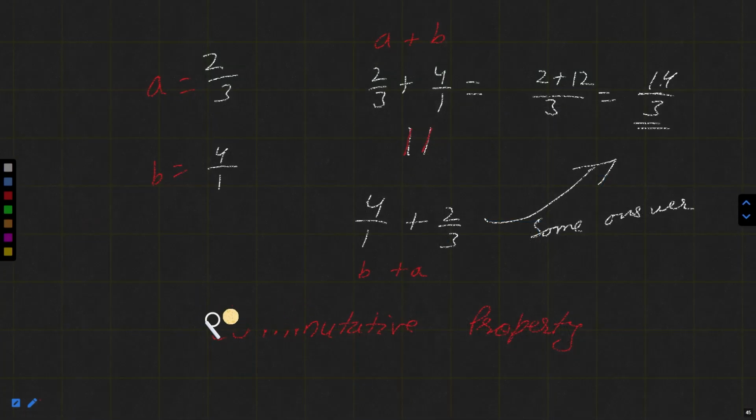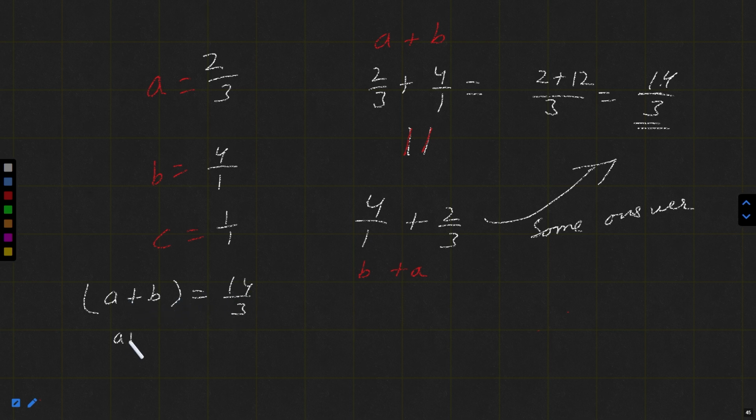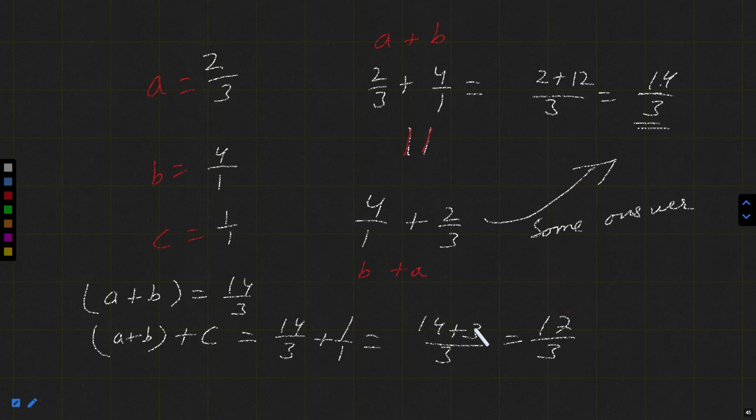Taking a and b as 2 by 3 and 4 by 1 respectively, and taking c to equal, let's say, 1 by 1. If we add a plus b first, we get 14 by 3, and then adding c, we get 14 by 3 plus 1 by 1, which is 14 plus 3, 17 by 3.